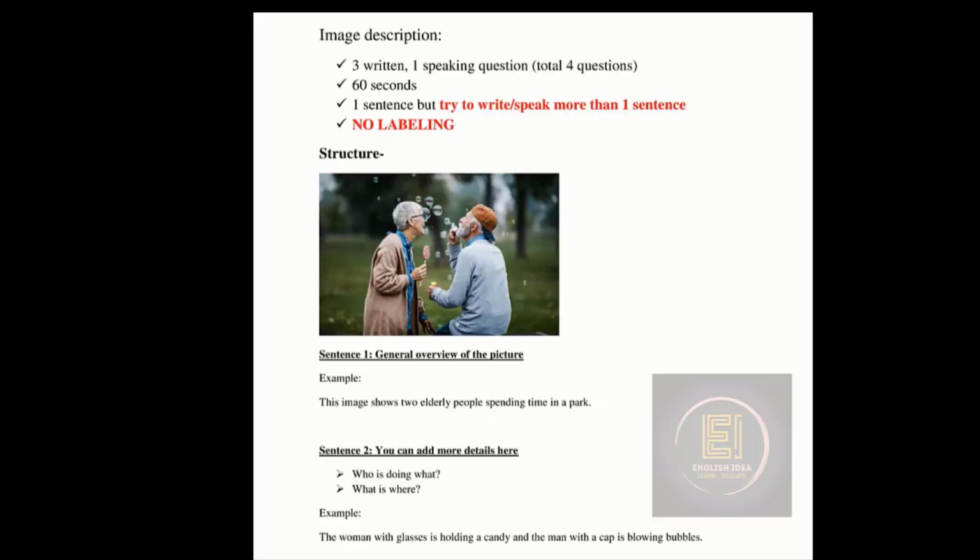On the screen you can see that I have shared the structure, how you can describe an image. Sentence 1 is usually about the general overview of the picture. Example, this image shows 2 elderly people spending time in a park. I mean, the first thing that comes up in your mind is that there are 2 people who are quite aged. They are spending a good time and they are in a park. And by background you can tell that they are in a park, right? So that's the general overview of the picture.